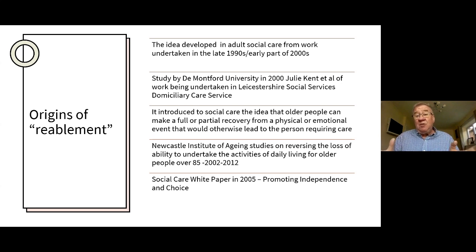And then I suppose reablement became the norm for social services, because it was published in the Department of Health's Social Care White Paper in 2005, which was called Promoting Independence and Choice. That really put reablement at the heart of what social care should be doing, and was quite influential. Next slide, please.